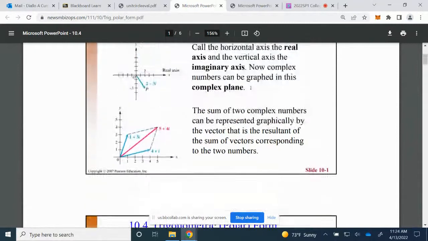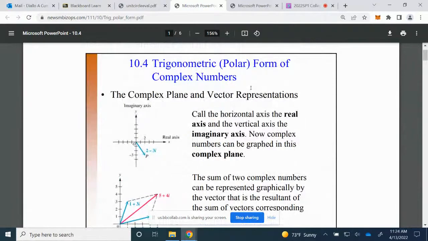So we're taking a look at complex numbers, and we're going to take a look at polar form, which is also called trigonometric form. So first we'll look at complex numbers in a complex plane. And a complex number is in the form a plus bi.